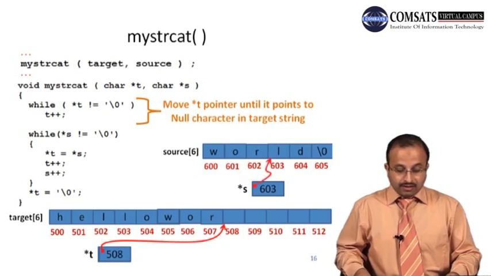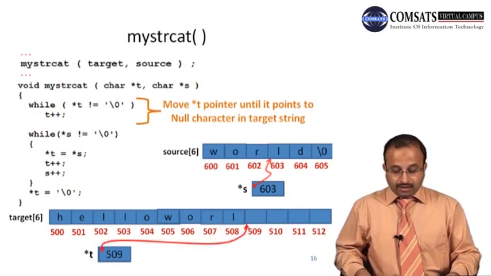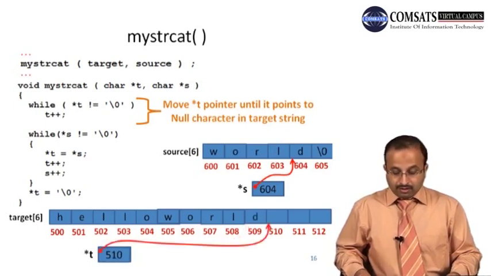Then it checks the condition again, static s is l, l not equal to null. The condition in the loop is true, it comes inside the loop and copies the content of static s into static t, so l will be written over here. It increments the pointer t and then it increments the pointer s, right? उसके बाद वो दोबारा while loop की condition देखेगा. So condition becomes static s, that is d, is not equal to null, condition is true. It copies the content of static s into static t, so d will be written over here. Now increment t, increment s, it checks the loop condition, static s.